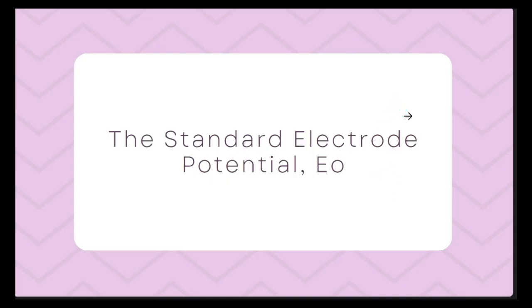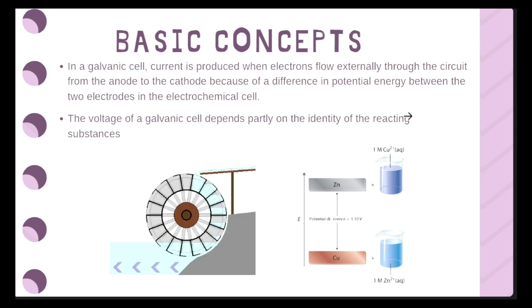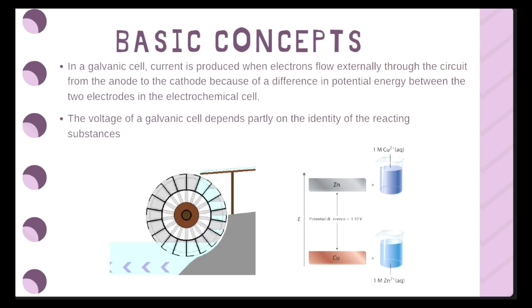The standard electrode potential, E naught. In a galvanic cell, current is produced when electrons flow externally through the circuit from the anode to the cathode because of the difference in potential energy between the two electrodes in the electrochemical cell. Just like water flowing spontaneously downhill, which can be made to do work by forcing a water wheel, the flow of electrons from a higher potential energy to a lower one can also be harnessed to perform work.